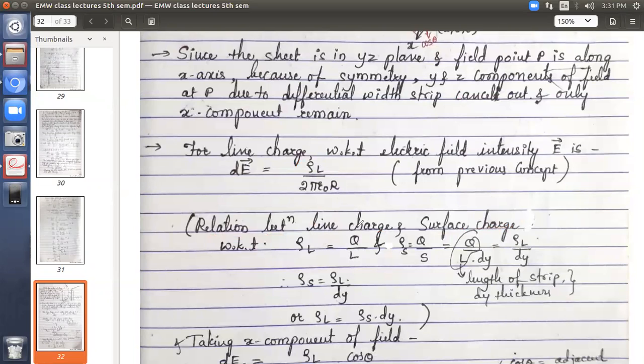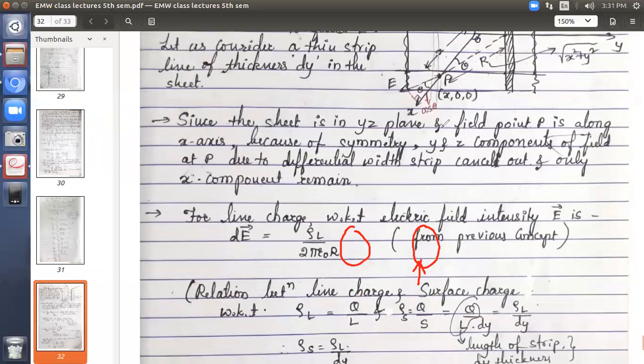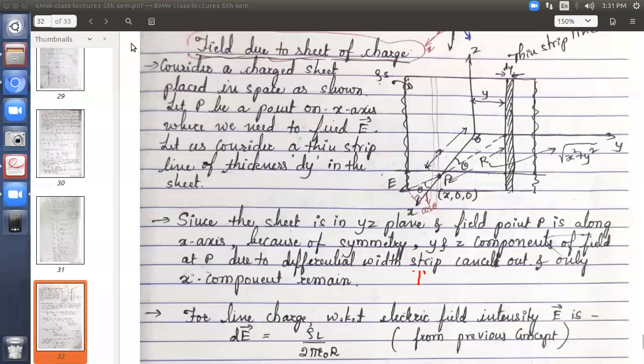For that, rho L is charge by length, rho S is charge by surface area, and if it is a volume charge density, rho V is equal to Q by V. Now, I can write the area of the sheet. How? If you see the strip, the area is, the thickness I have considered is a smaller value dy. Okay, dy is the thickness.